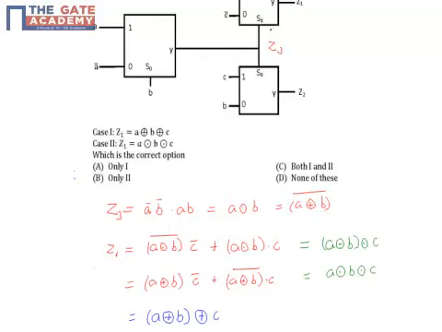So in the first step we would find the intermediate output, that is the output of the first 2:1 mux. Let us name this as Z3. So Z3 would be equal to A bar B bar plus AB, which is nothing but A XNOR B, which would be equal to A XOR B the whole bar.